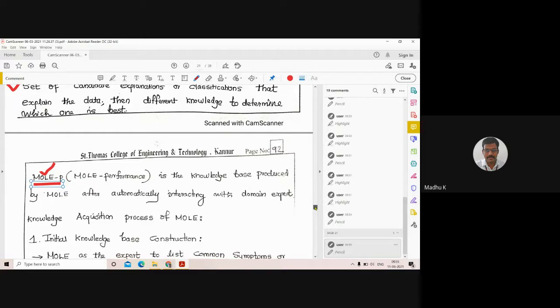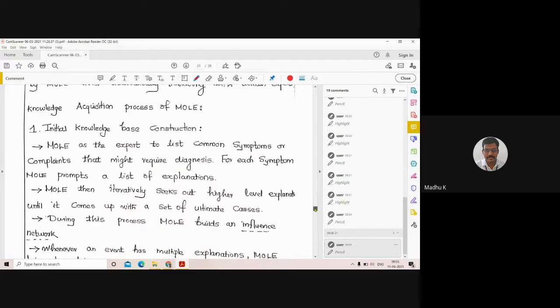So the knowledge acquisition process of MOLE begins with initial knowledge base construction. This is the first step. MOLE is a medical diagnosis expert system. So for initial knowledge base construction, how will MOLE create the initial knowledge base?